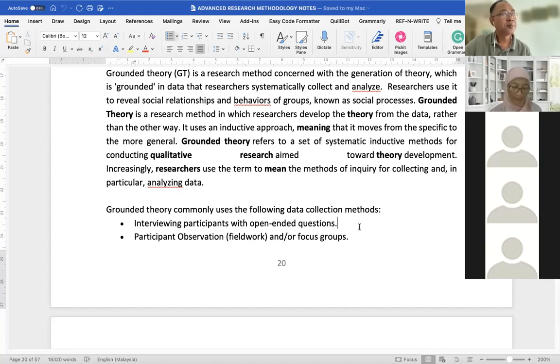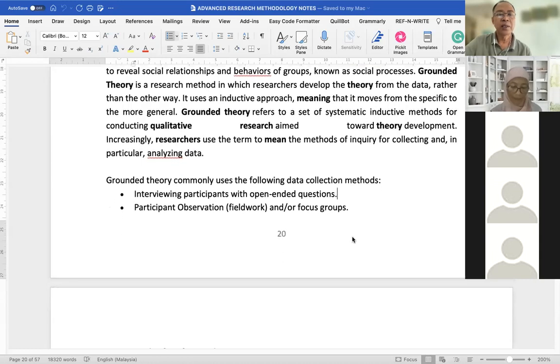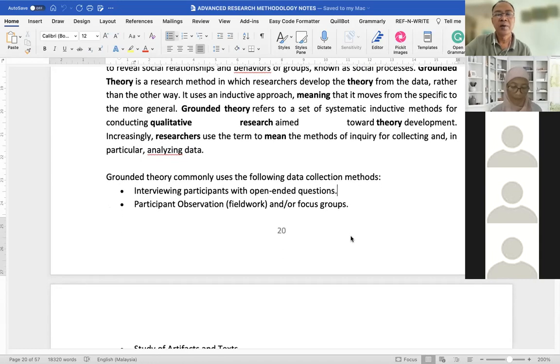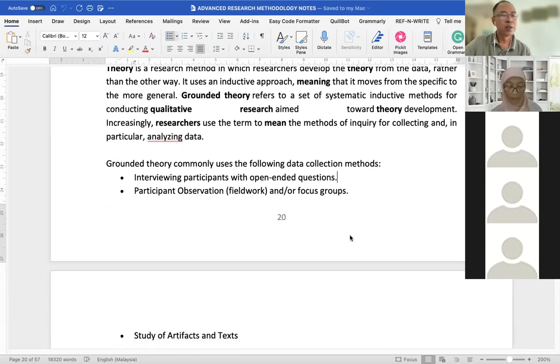The researcher first asks specific questions, and then the researcher later on adds questions based on the answers given by the respondents. Or grounded theory also can use participant observation or fieldwork and or focus groups.